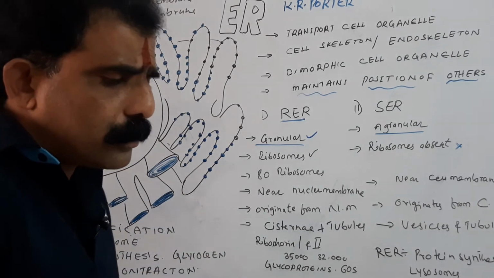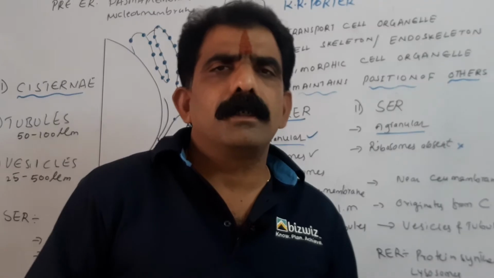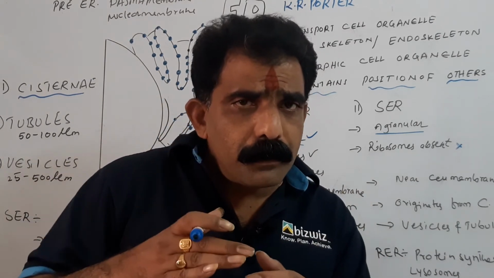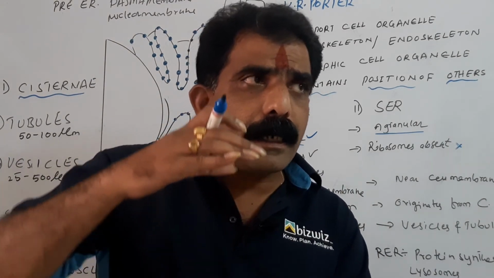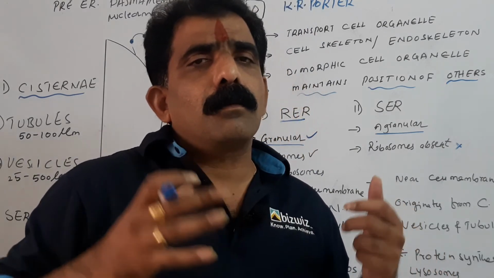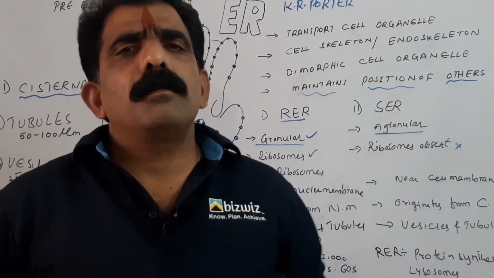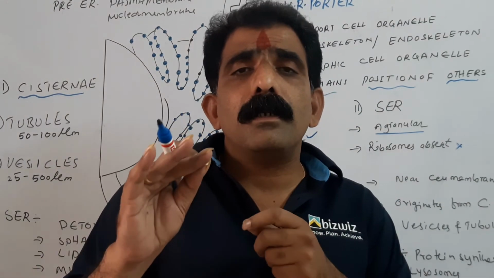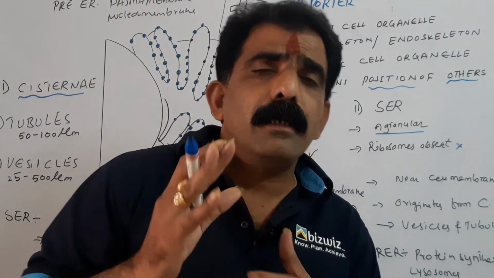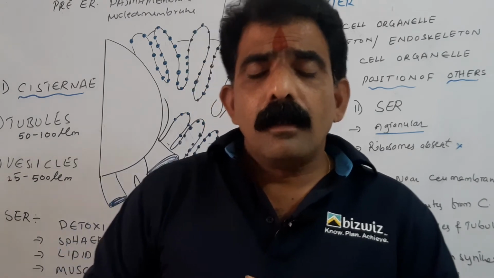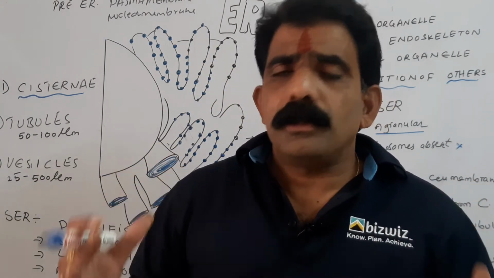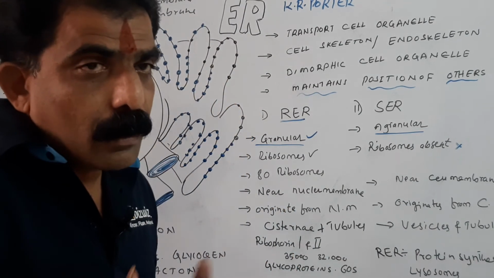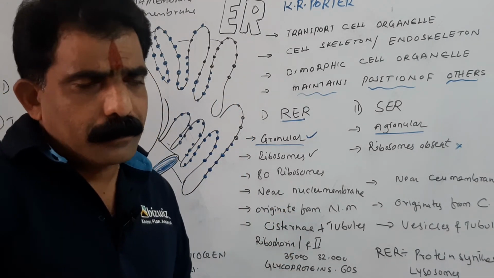80S ribosomes consist of two subunits known as 60S and 40S. Through which subunit this ribosome is attached to the nuclear membrane is a question. Ribosomes are found attached to the nuclear membrane, but through which subunit of the ribosome it is attached is the question. Ribosomes always attach to the membrane by their 60S subunits, their larger subunits.